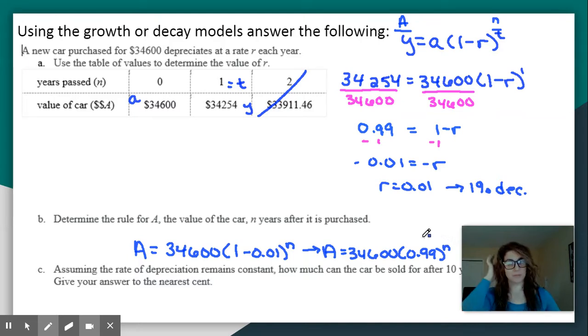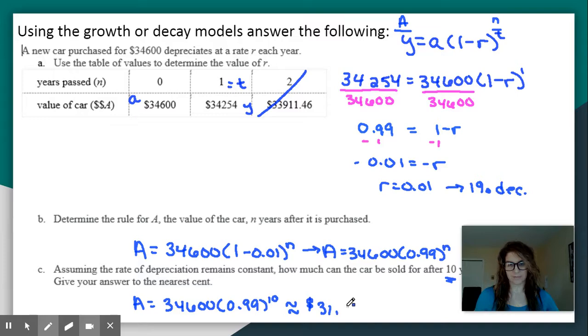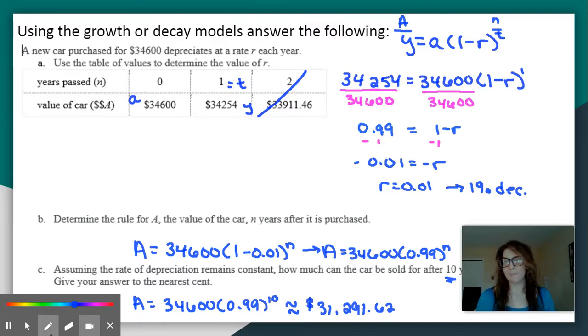And then the last part says, well, assuming that it stays constant, so assuming it's still going to decrease by 1% each year, what is it if you sell your car after 10 years? Give your answer to the nearest cent. So you are simply going to use 10 for your timeline. Put a 10 in as the exponent, put it in your calculator, and you're going to find that it is about $31,291.62. Okay, and that's your depreciation. So it's decreasing by 1% each year. At 10 years, you can see the difference in what it costs.